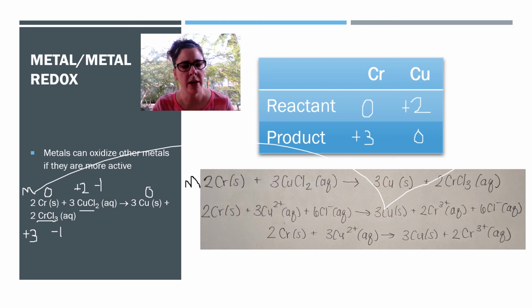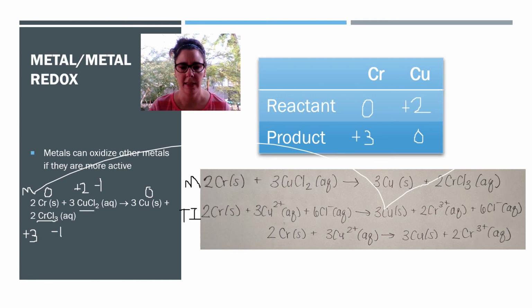Okay, so what we want to do in the next step is take any strong electrolyte, so any strong acid or soluble ionic compound, and break it apart into cations and anions. So this is called the complete or total ionic equation. So that's what we have here.